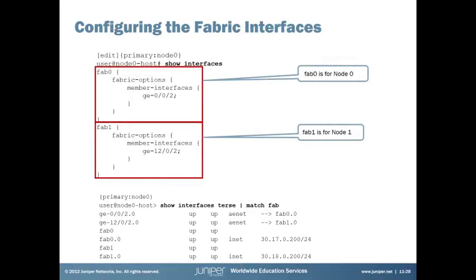These are fabric interfaces, fab0, fab1. Looking at the member interfaces on those fabrics. Remember, the interface names do change, so you have to go in and make sure you've allocated those member interfaces.